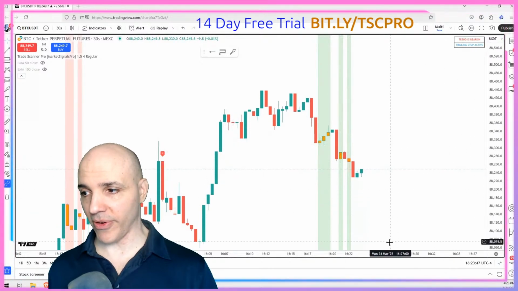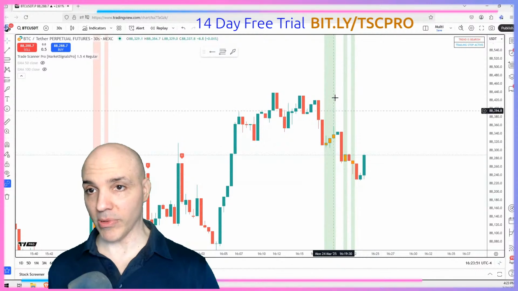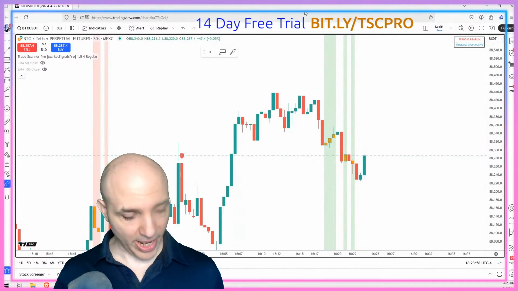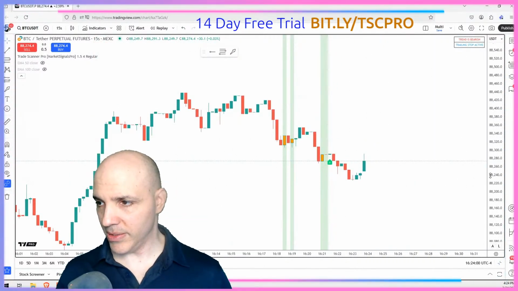I have to look into this further because I'm going to be using TradingView to place the orders. Look at this move. I would have liked to have been in that. Let's see. Is there a 15-second signal? No.